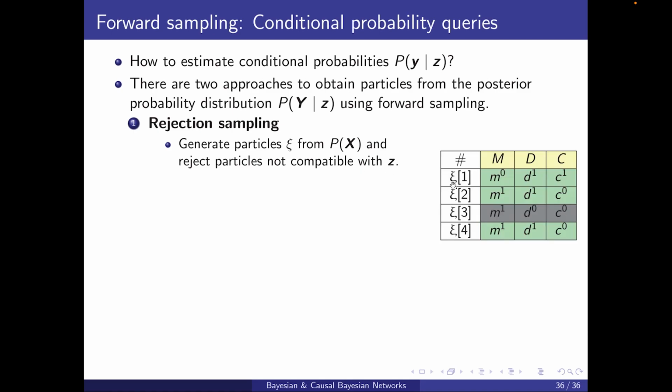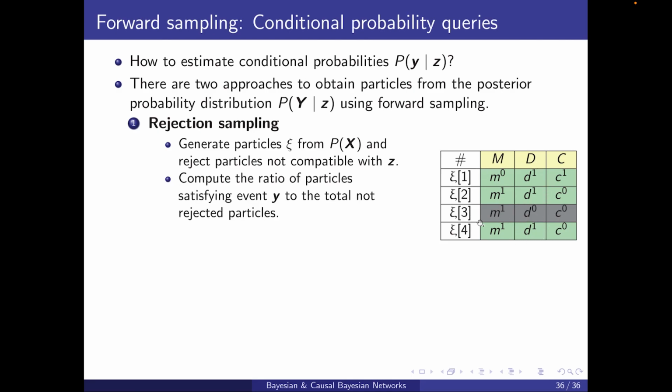Okay, so for example, we do this, and we may see that this one does not match our particle. So for example, we want the value of d to be set to d1, then we would reject this row, and our data set will contain only these 3 green ones. Once we do that, we are basically conditioning the distribution on z. Then we will compute the ratio of particles satisfying event y to the total non-rejected particles as before.